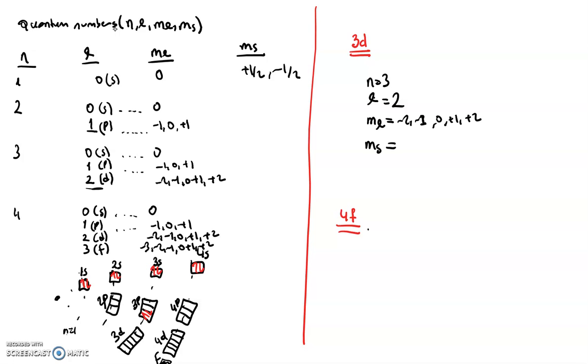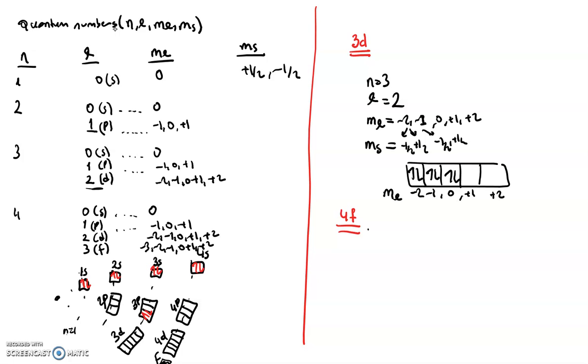Okay, so what about MS? So for every orbital in here, we're going to have +½ and -½. All of them, all right? And so I can show you like this. So on the 3d orbitals, we're going to have 5 boxes. 1, 2, 3, 4, 5 boxes. So -2, -1, 0, +1, and +2 for ML. And we can have up and down, up and down, up and down, up and down, and up and down, numbers +½ and -½ for d orbital.